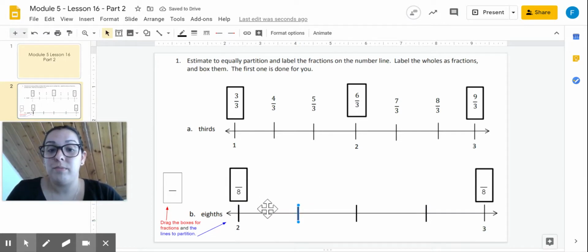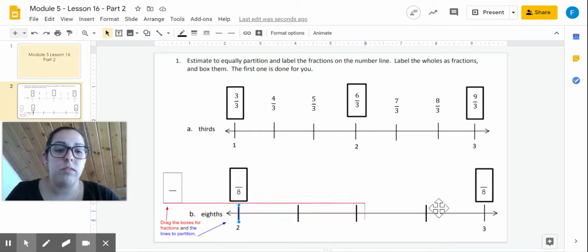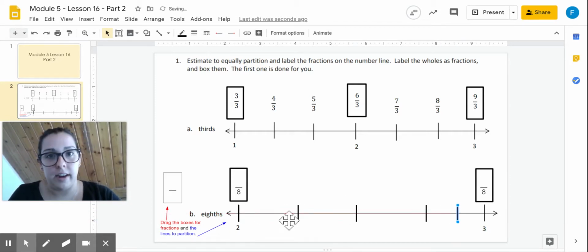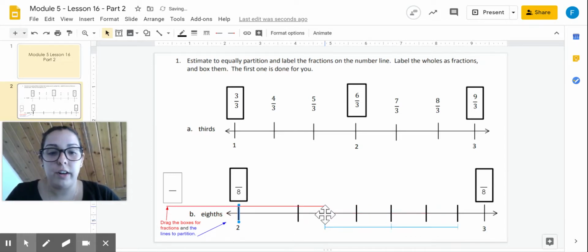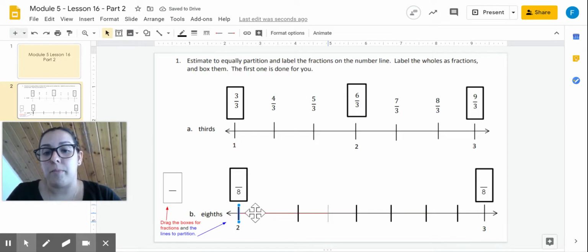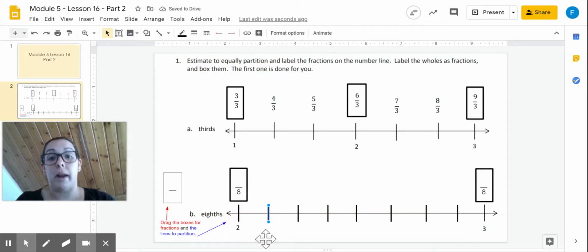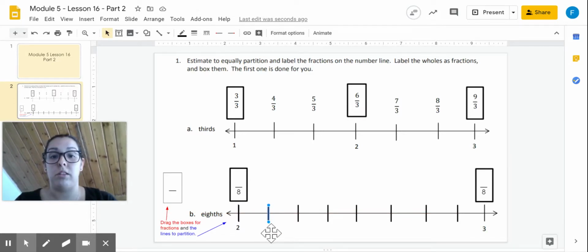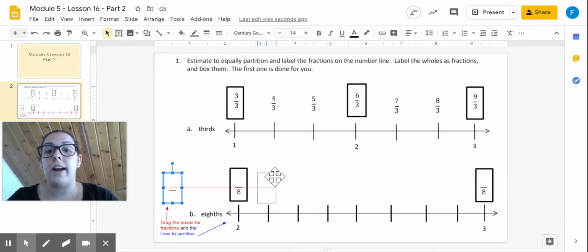So what am I going to have to do? Break each equal part up again. So bring it over, cut it in half. Bring it over, cut it in half. Bring it over, cut it in half, and bring it over, cut it in half. Now, does it have to be exactly correct? No. But am I pretty close? Absolutely. And this is where you get to drag your fraction over each line.